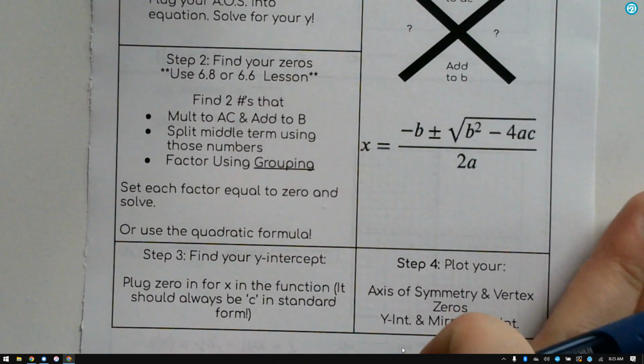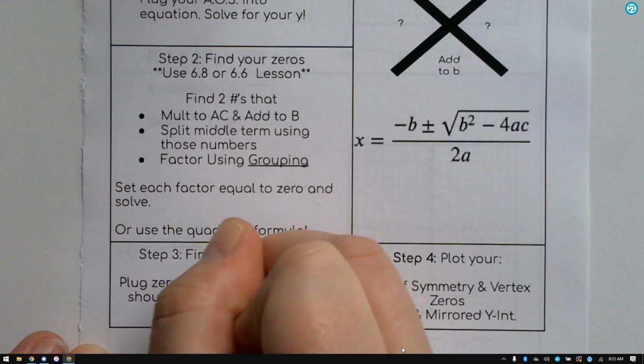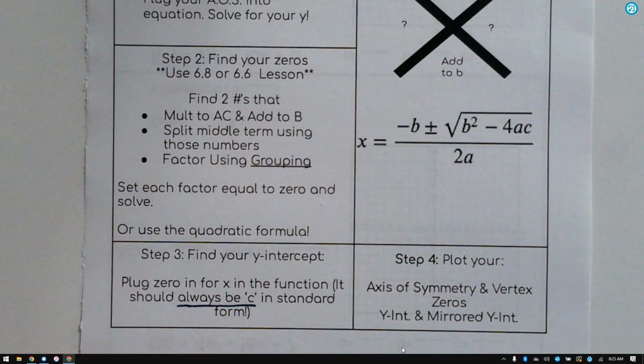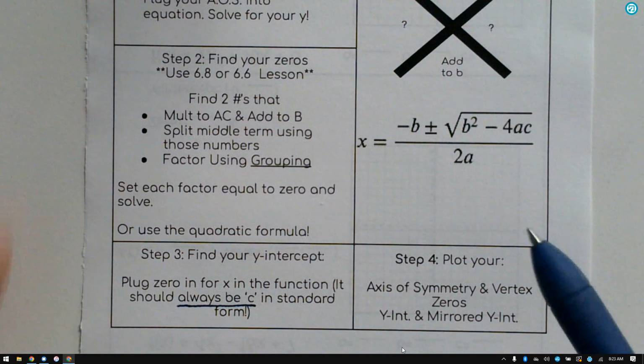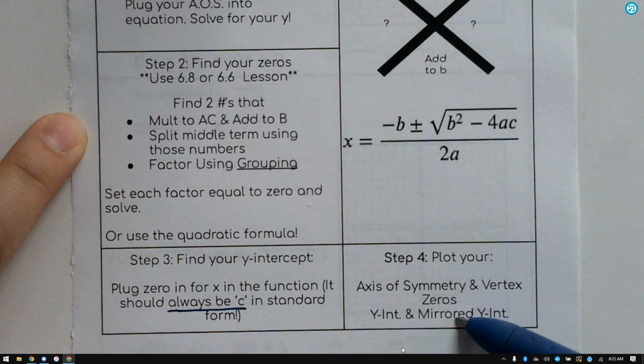Step 3 is to find our y-intercept. Our y-intercept should always still just be c. So always be c in standard form. And then we put it all on our graph. So those are our 3 steps. 1, 2, 3. Put it all on your graph.